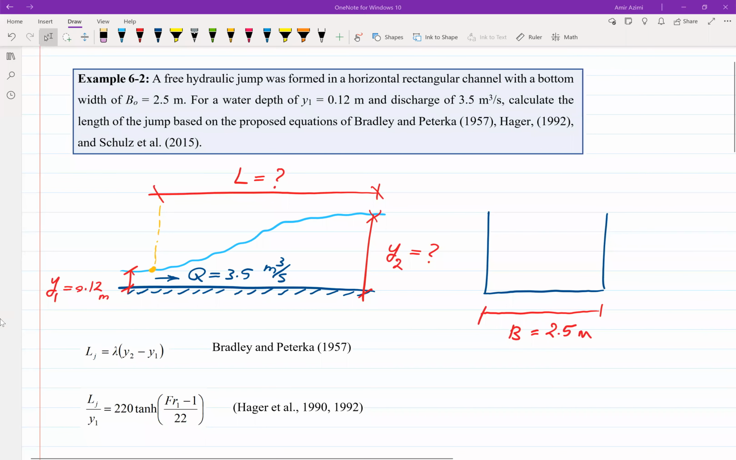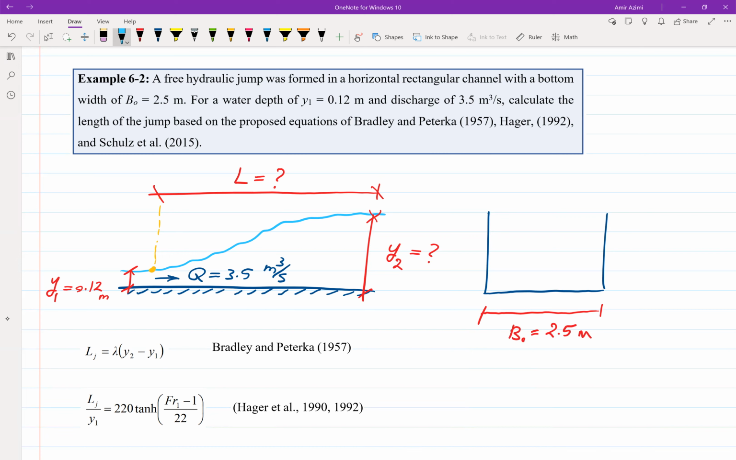Okay, example 6-2 is about a free hydraulic jump that was formed in a horizontal rectangular channel with a bottom width of B0 equal to 2.5 meters. And the water depth at the upstream of the hydraulic jump is 0.12 meter. And the flow discharge is 3.5 cubic meters per second. So the question asks to calculate the length of the jump based on the proposed equations by different researchers.